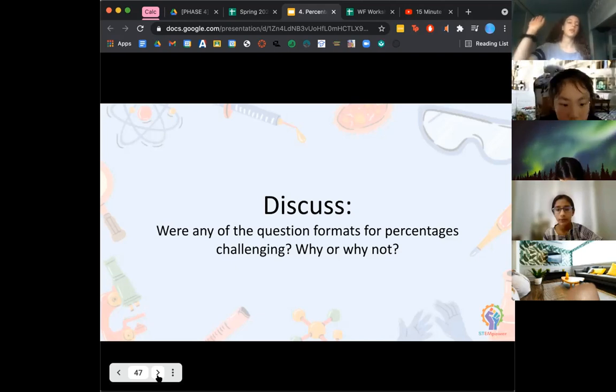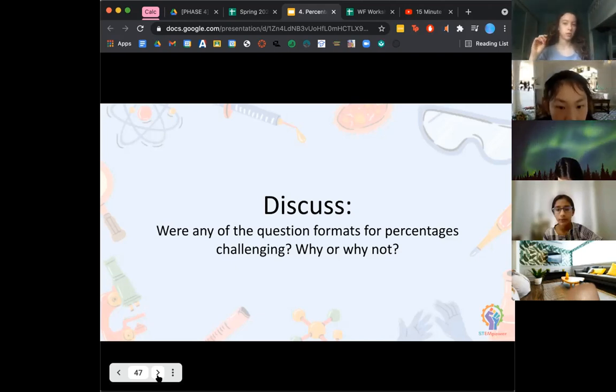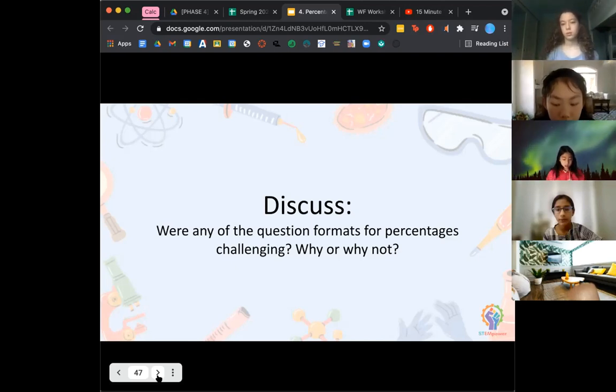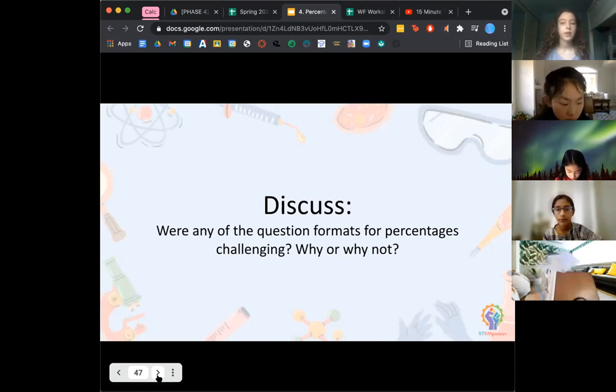Can I get a raise hand if anyone used the method where you add up different 10% and 5%? Did anyone use that method? Yeah, that method is good, but when you have a calculator, just dividing and multiplying is quicker. But if you want to use that method when you don't have a calculator, it's a good one to know.